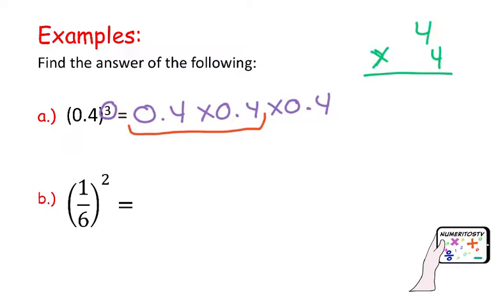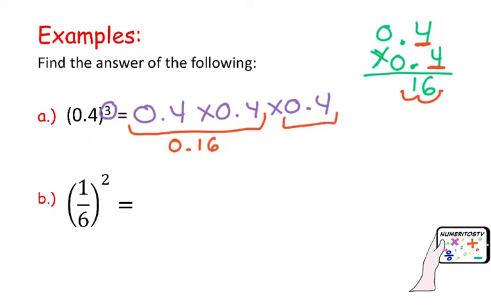Multiply only the whole number, so 4 times 4 is 16. Then bring them back. Count how many decimals each number has. So for example, the first one has 1 and the second one has another one. So in total we have two decimal points that we need to bring back. So 1, 2. So the answer of the first multiplication is 0.16 or 16 hundredths.